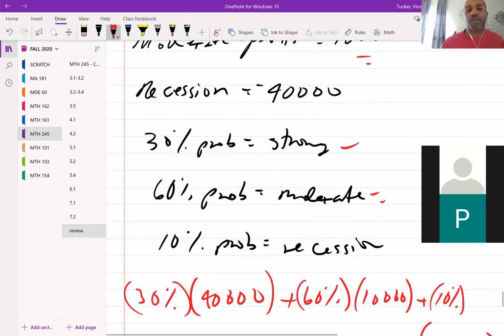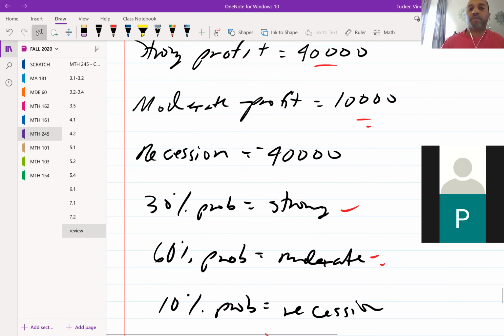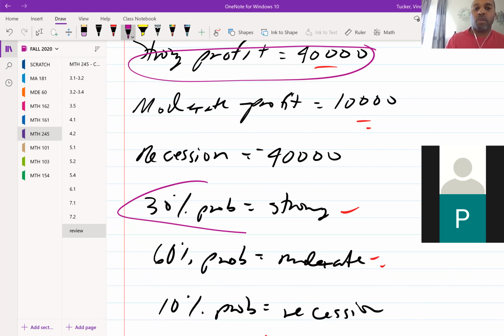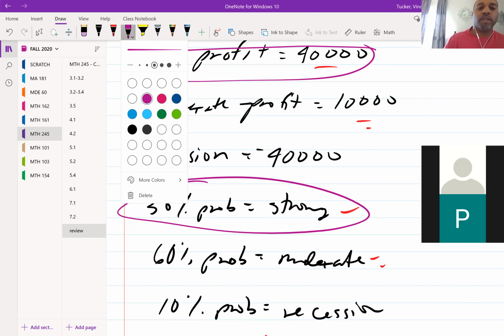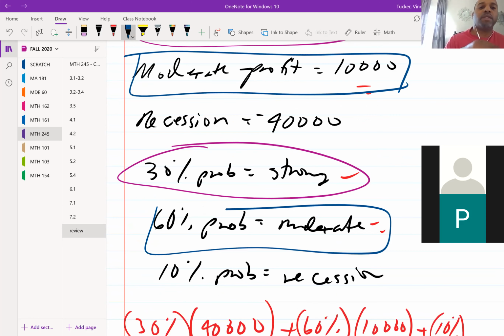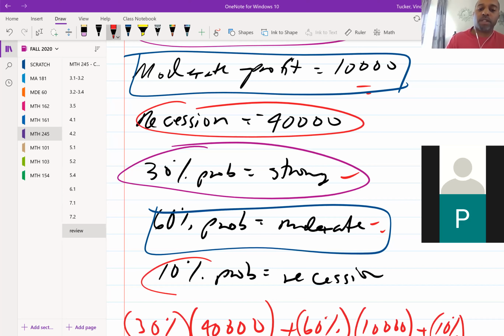all of our given information. When I listed it out, I probably would put these together, the strong profit ones, so I'm not looking for them or trying to piece it together. Then you have the moderate profit information, and then the recession information. So you just put those together.